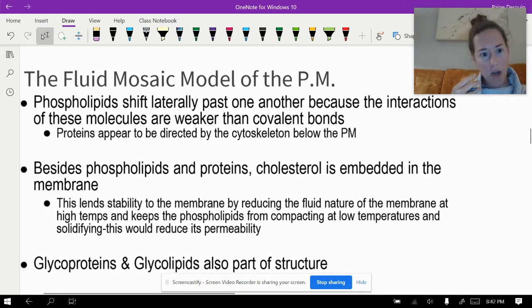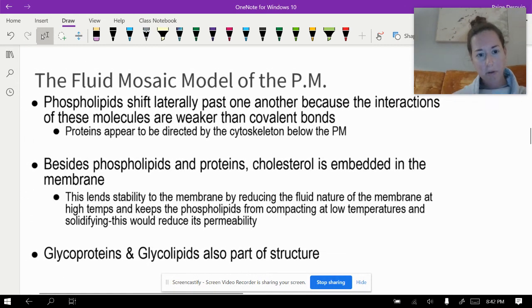All right, so along with that, it makes sense now to talk about the fluid mosaic model, which is a way to describe the cell membrane's fluidity. And like I just said, the phospholipids are able to shift past each other side to side, or laterally, and then more rarely flip across the membrane. That doesn't happen quite as often. This can happen because the phospholipids next to each other aren't covalently bonded together or anything like that. They're just experiencing weak interactions that are keeping them in place.